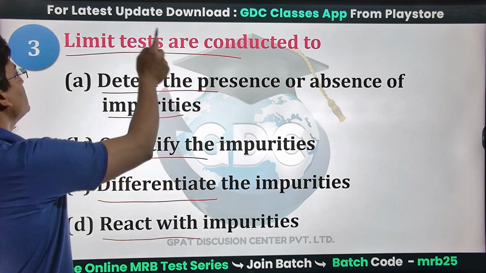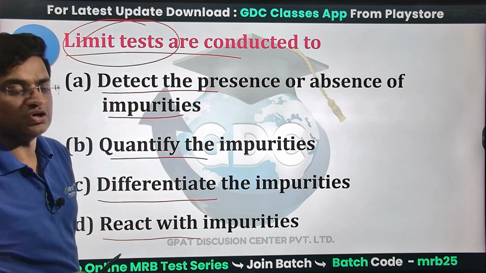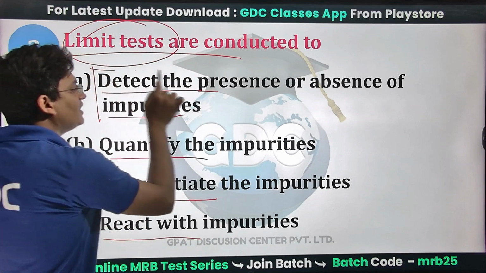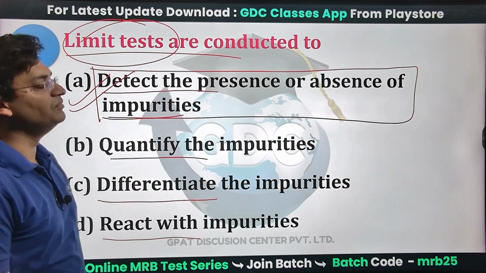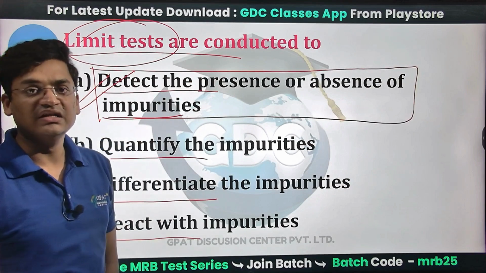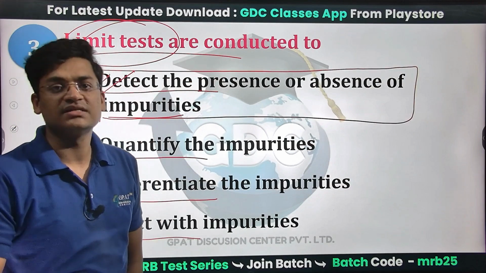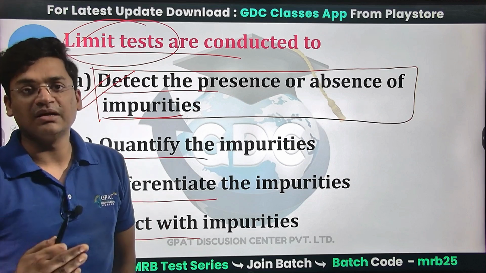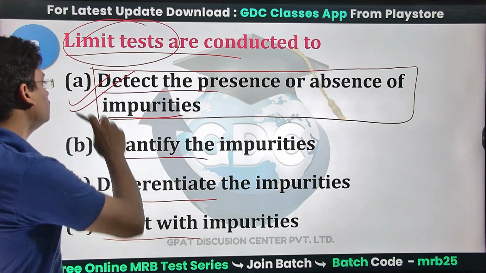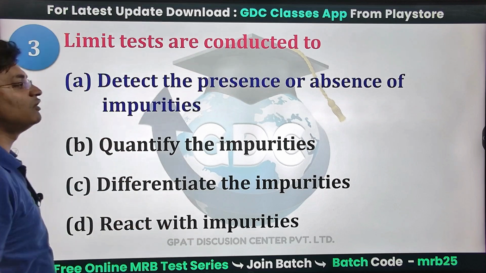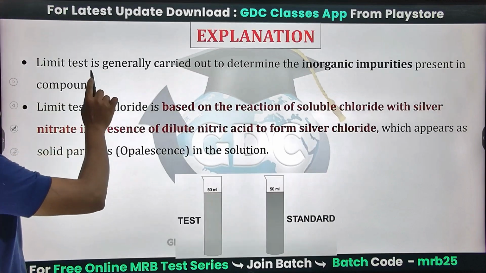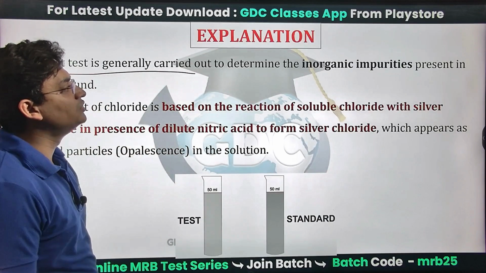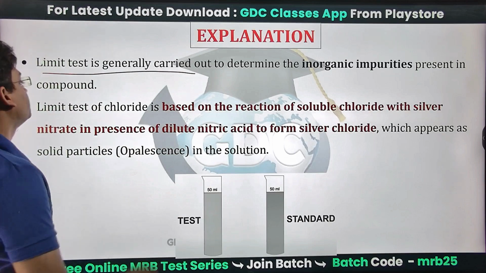So we are asked why limit tests are conducted. To detect the presence or absence of impurities, we conduct this limit test, and in this we use Nessler cylinders, and further we compare our test sample with the standard samples. Limit tests are generally carried out to determine the inorganic impurities present in a compound.